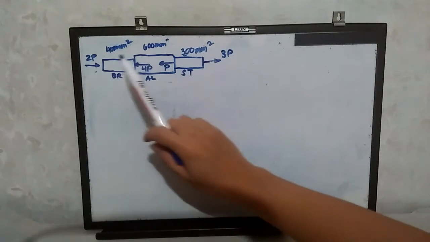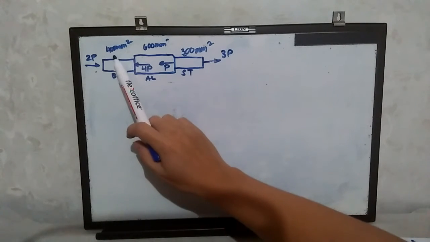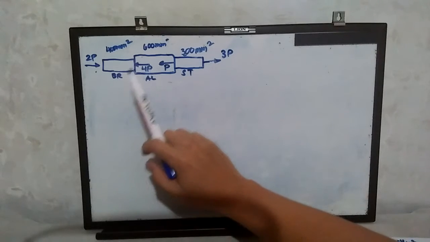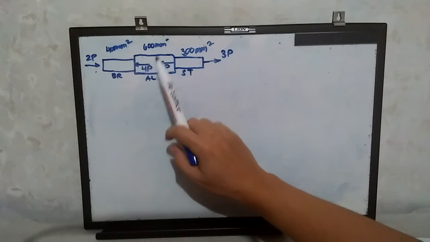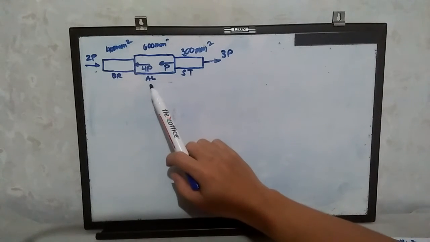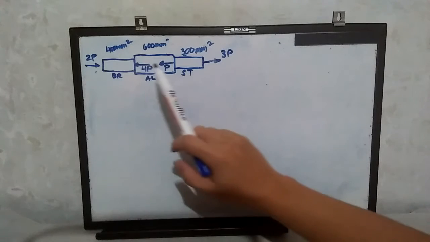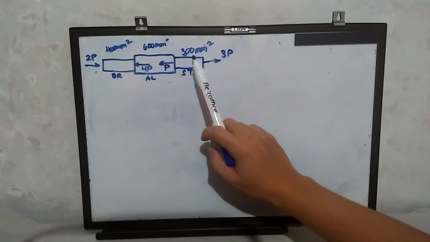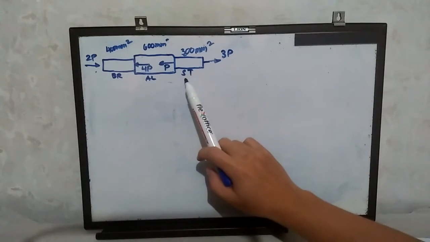naman kay steel, having 400 millimeters square for the bronze. We have 600 square millimeters for the aluminum. It corresponds to the cross-sectional area. And we have 300 square millimeters for the steel.